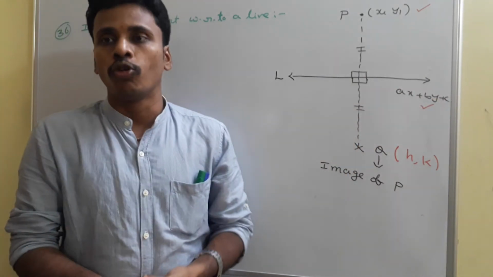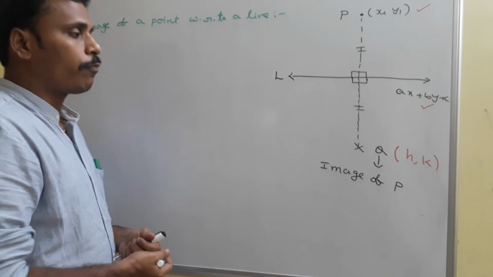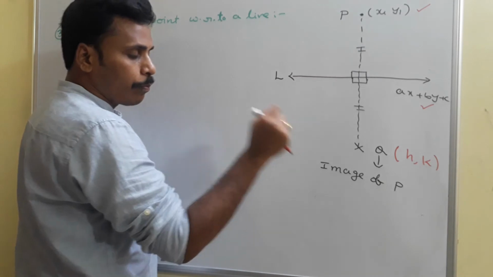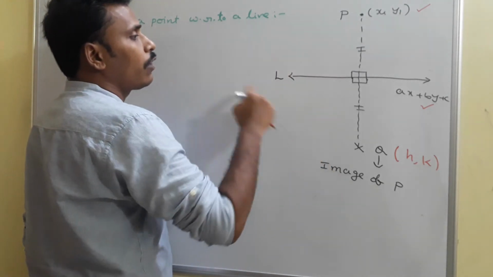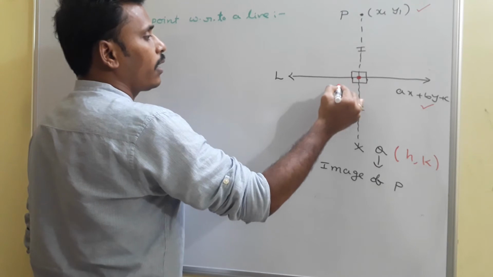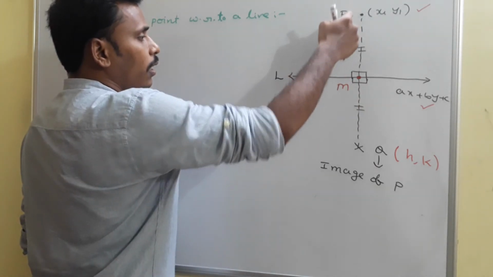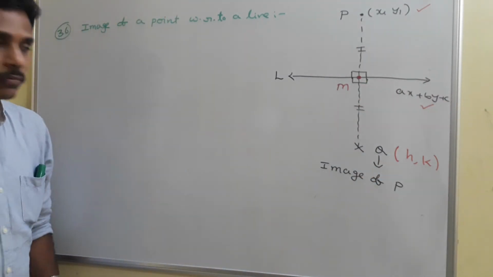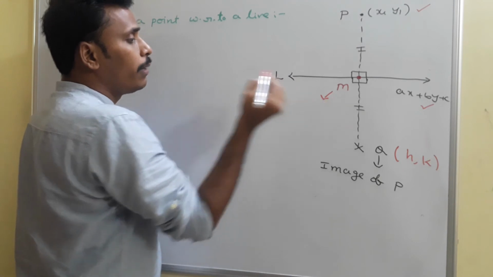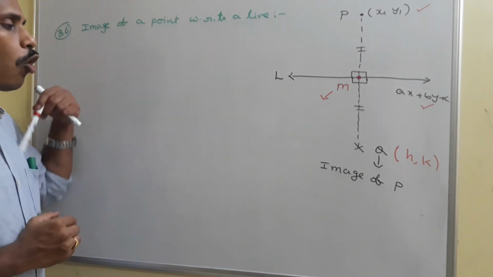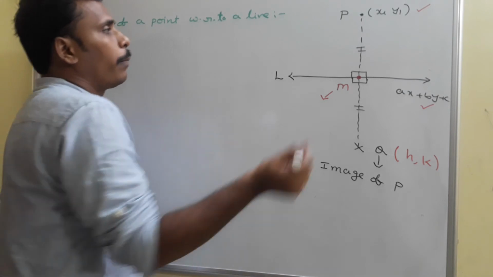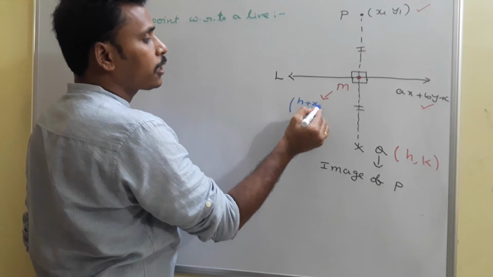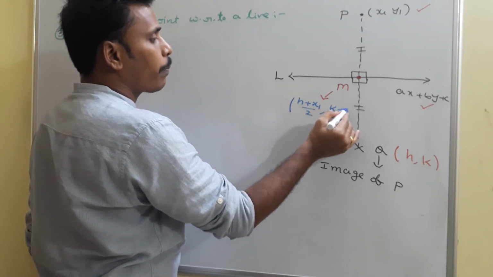For that we need to move again just like in the case of foot of perpendicular. Here, this is point P and this is point Q. As per the property of the image, P and Q are equidistant from the line. So take this point as some M, which is the midpoint of PQ, and it lies on ax plus by plus c is equal to 0. Since M is the midpoint of PQ, what will be the coordinates of that M? P is (x1, y1), Q is (h, k). Then the coordinates of M are nothing but ((h plus x1) by 2, (k plus y1) by 2).